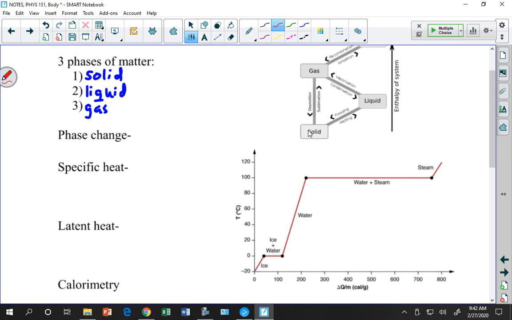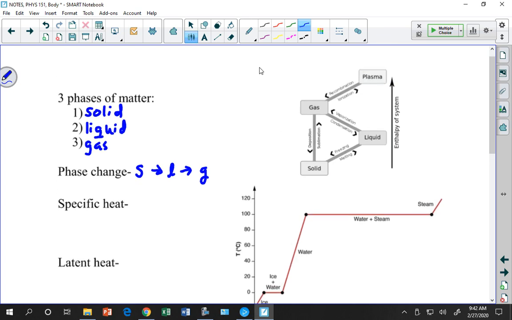Phase change just means when I go from a solid to a liquid to a gas, or in the opposite direction, I can go from a gas to a liquid to a solid. Over here on this top, don't worry about the enthalpy thing. It's a little more complicated than you really need to know. We're not going to talk about that.